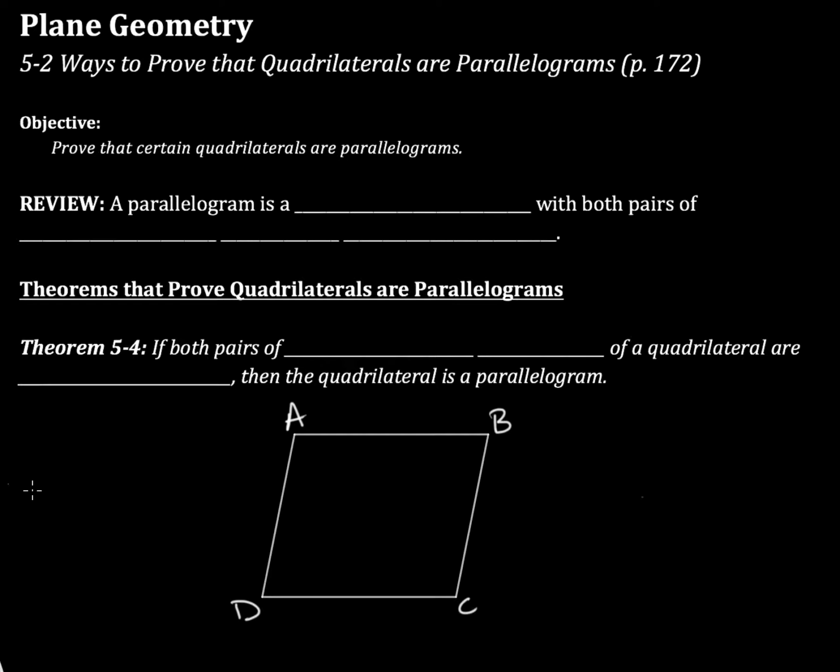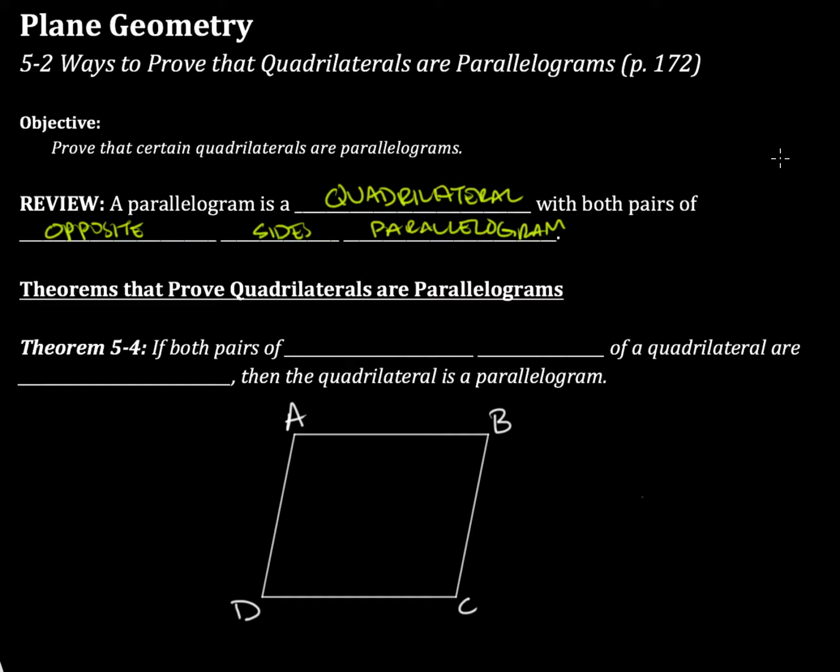So we learned in a previous video some things that we know about parallelograms beyond just the definition that a parallelogram is a quadrilateral. A parallelogram is a quadrilateral with both pairs of opposite sides parallel. That's why we call them parallelograms, right? So that's the definition of a parallelogram.